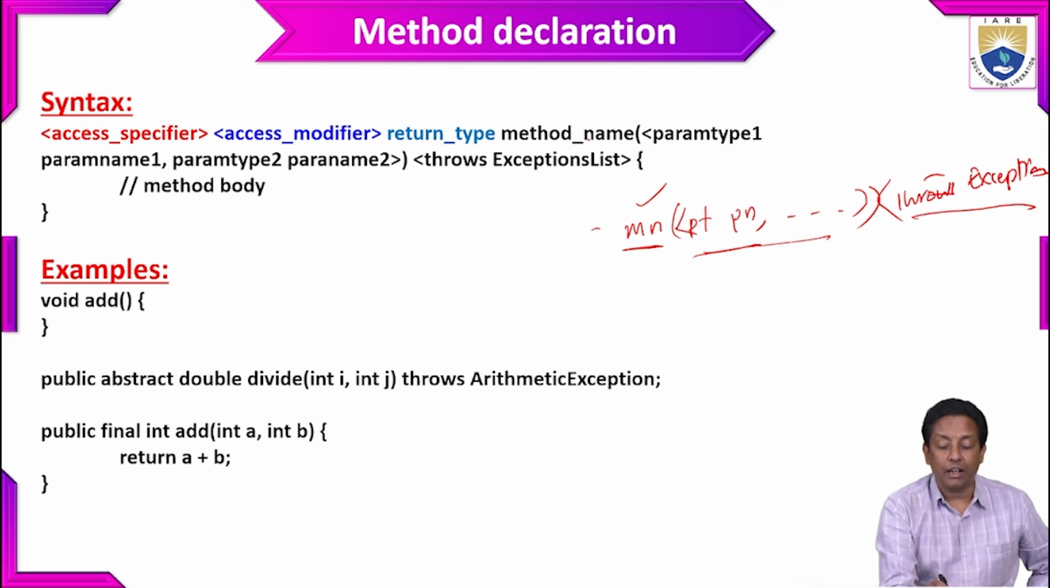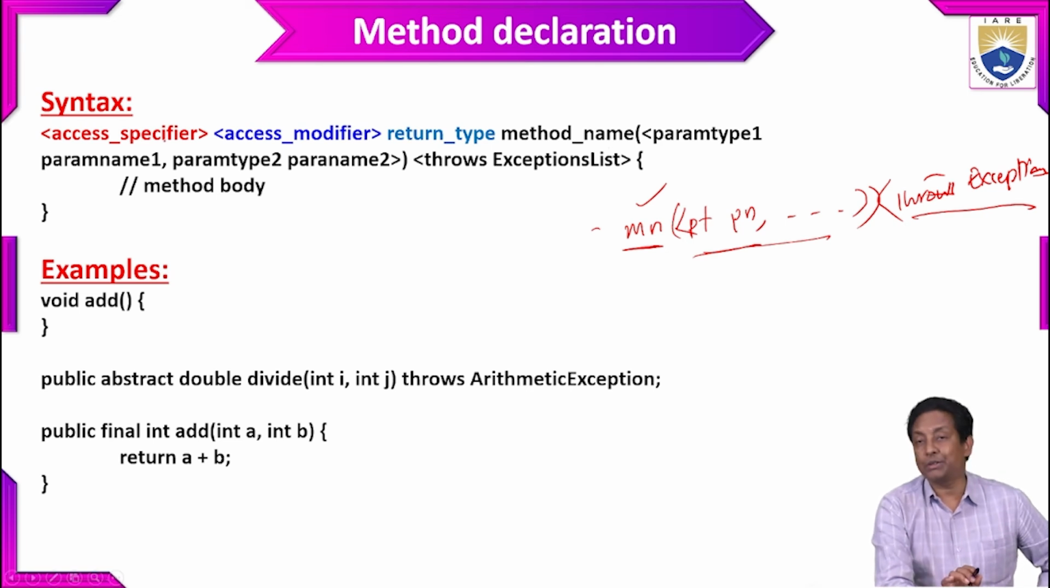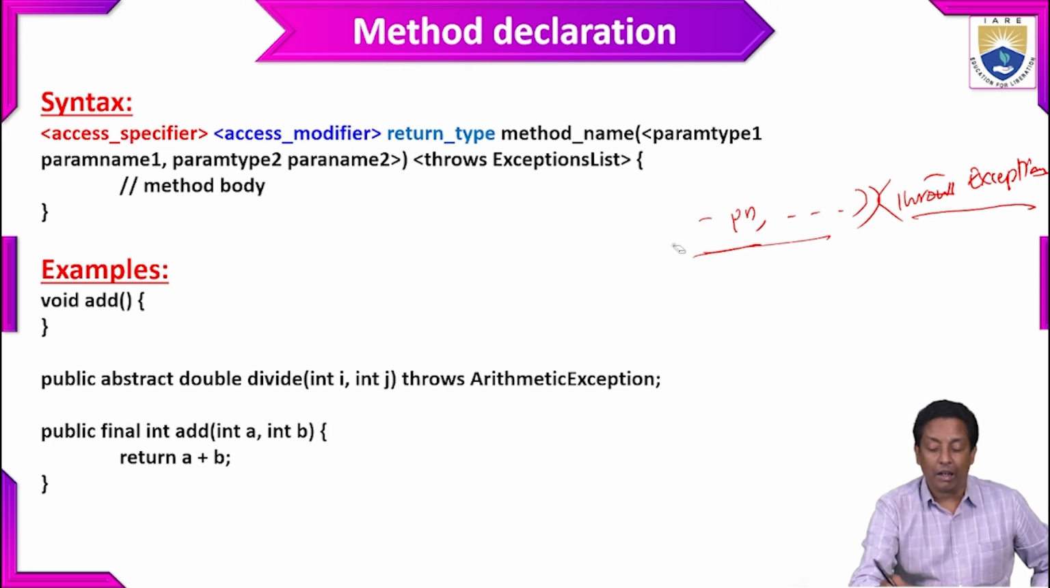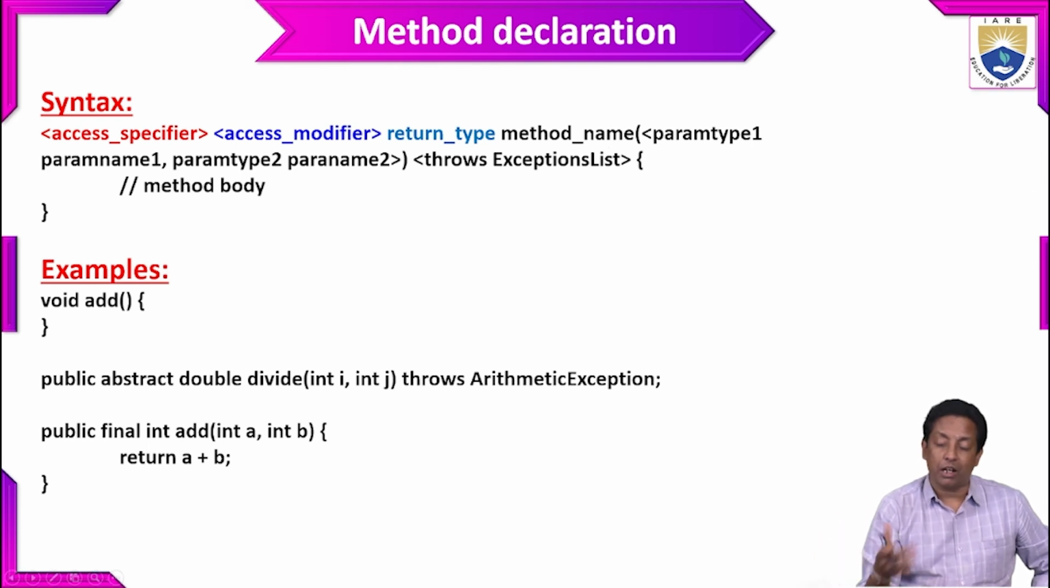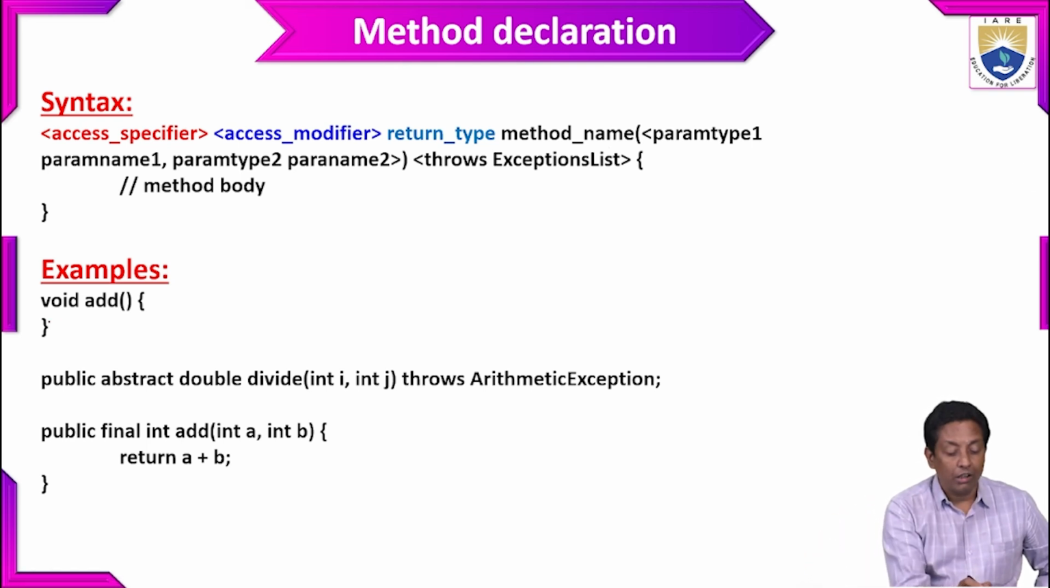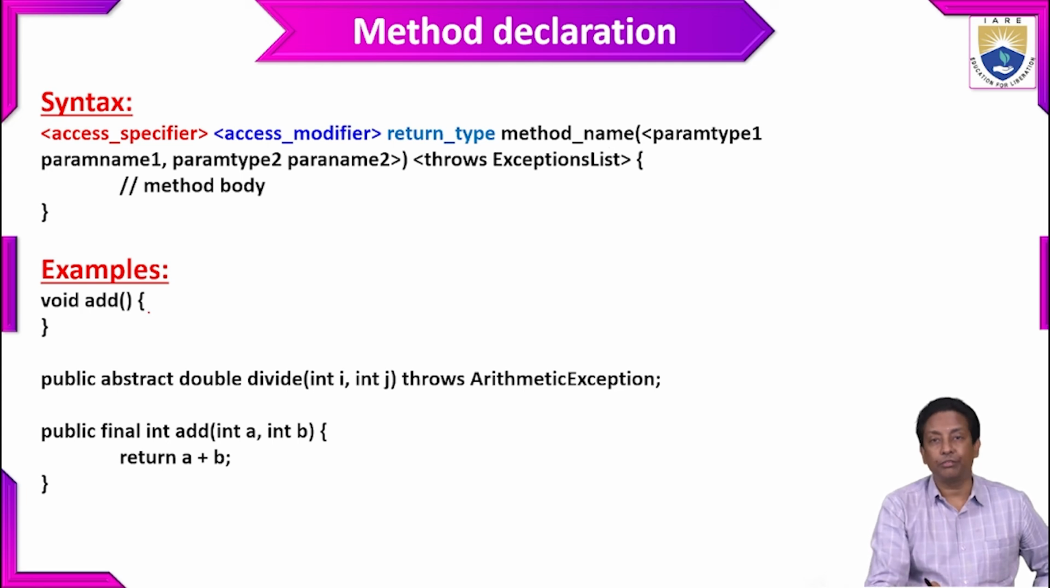And you see, return type and method name are only written outside the angular brackets. Access specifier is kept in the angular brackets. Access modifier is kept in the angular brackets. Parameter type and names are kept in the angular brackets. And the exceptions list is also kept in angular brackets. Angular brackets mean they are optional in the syntax. To the method, only return type and method name are mandatory. Parameters are optional, so void add is enough.